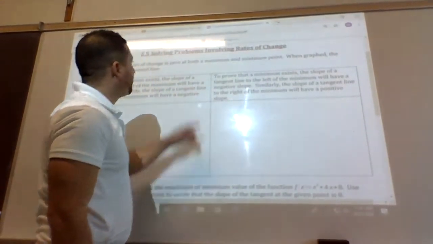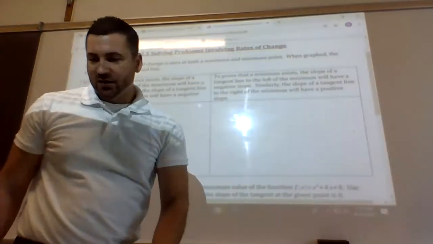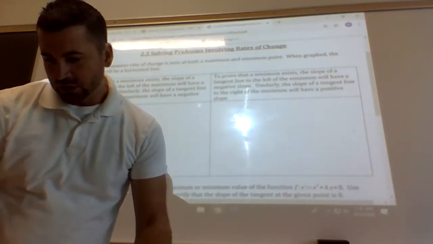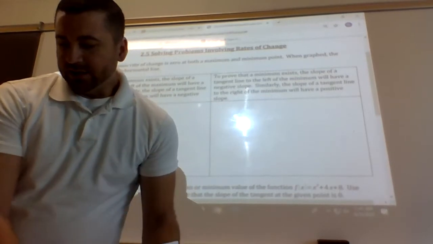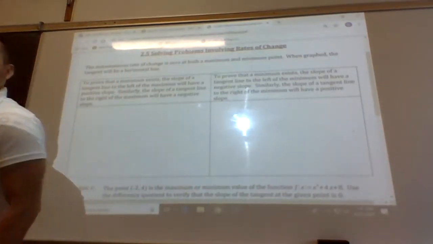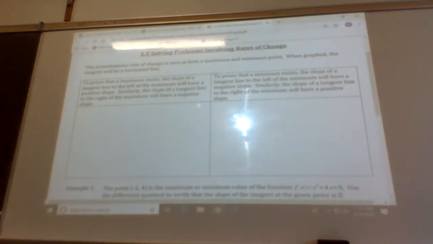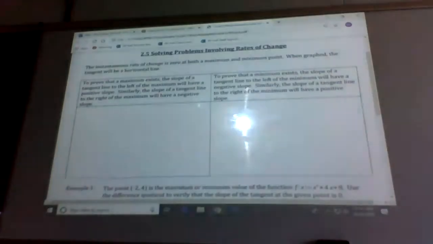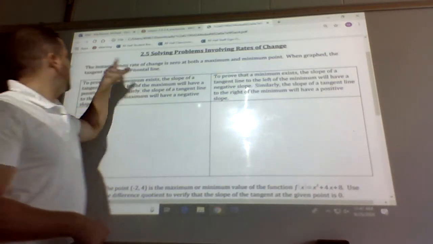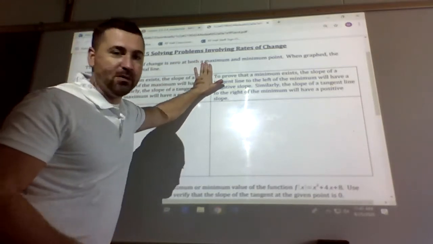Okay, so solving problems involving rate of change. Solving problems with rate of change. Okay, so the instantaneous rate of change is 0 at both the maximum and minimum values. So let me close the lights. Okay, so key thing to know, the rate of change is 0 at both maximum and minimum points.